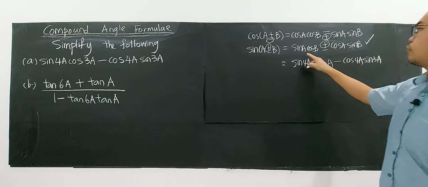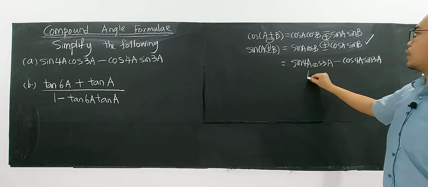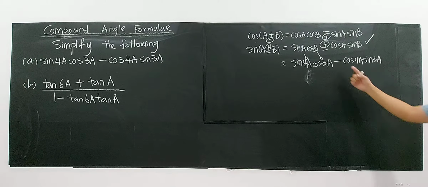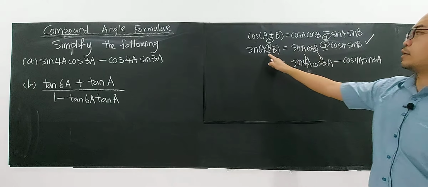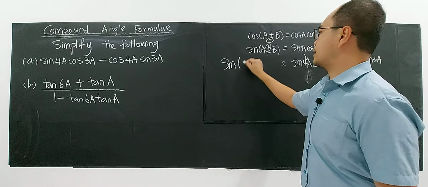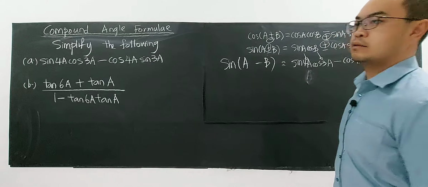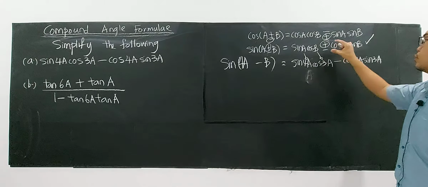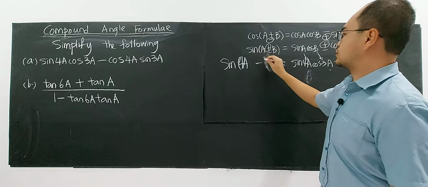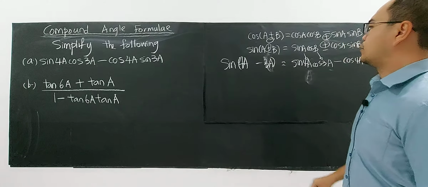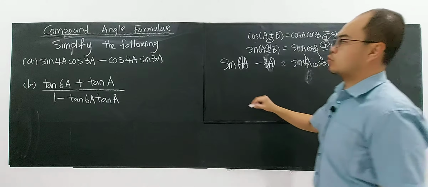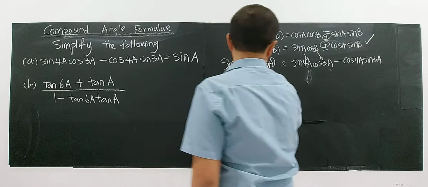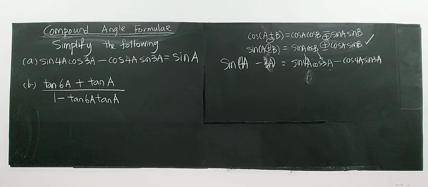According to this formula, your A is 4a and your B is 3a. Minus means you choose sine(A minus B). So it's sine(4a minus 3a), and after you simplify the whole thing, you are getting sine a.